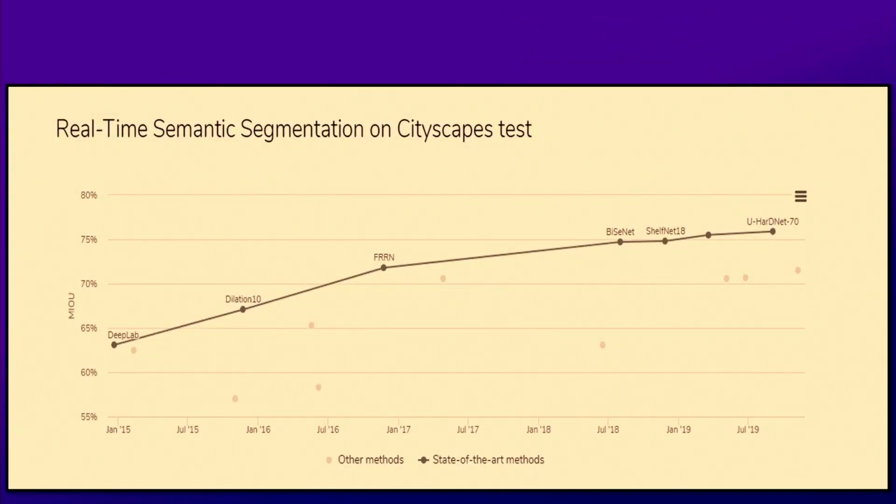And this is the historical progress, so you can see the huge strides we've made just from 2015. Each of those individual points is the name of the model that actually accomplished that performance, and that y-axis is the mean IOU that I mentioned.